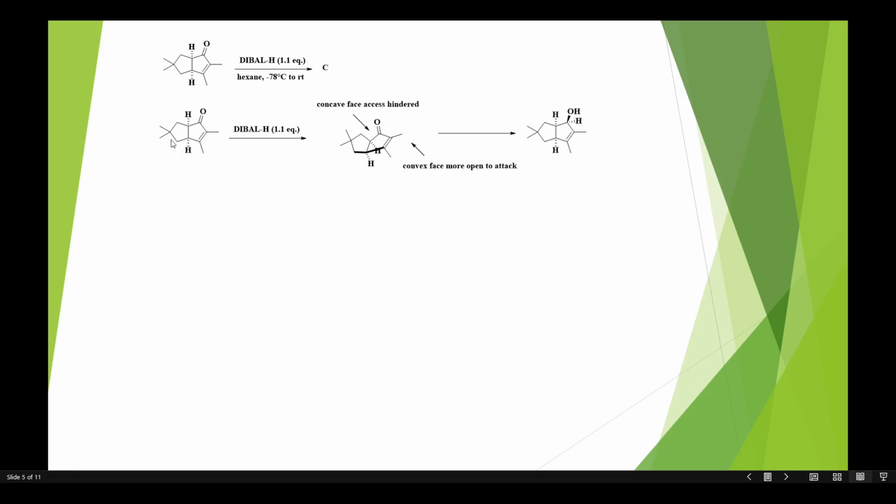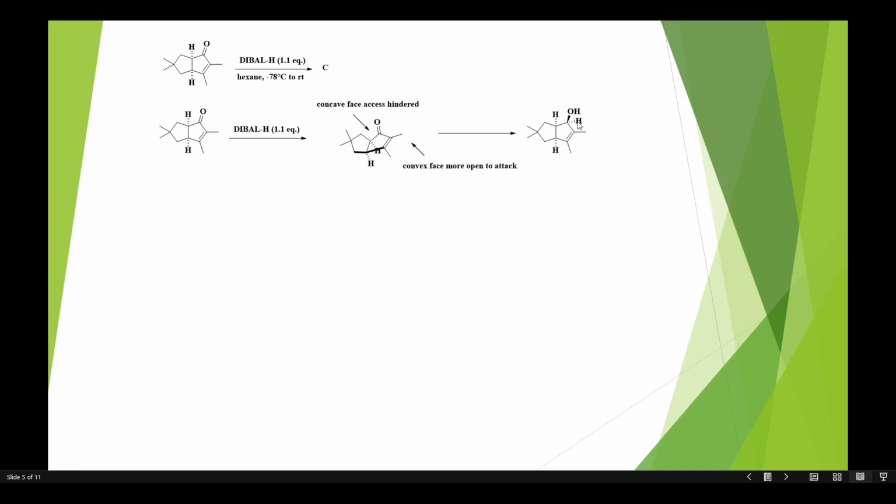First, we should fix our ring junction. Suppose your ring junction is present in the wedge position, then your attack will be from the wedge position, because the wedge plane is less sterically hindered as compared to the other phase. Why? Only because on the other phase we have two cyclopentyl groups, but on this phase we have only two hydrogens. That's why the attack will happen from the hydrogen phase, the ring junction hydrogen side.